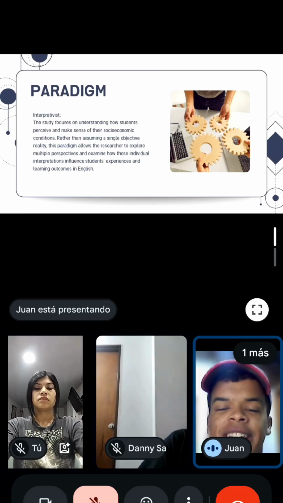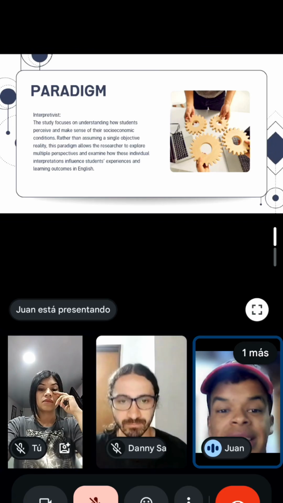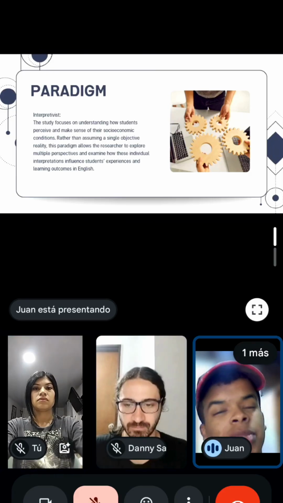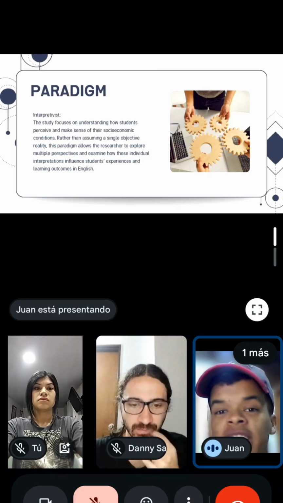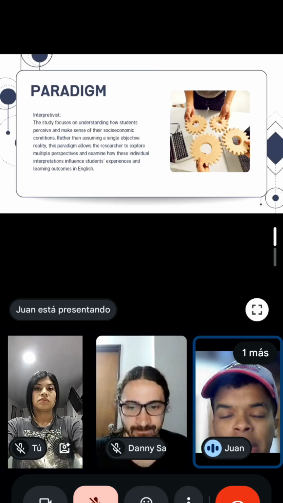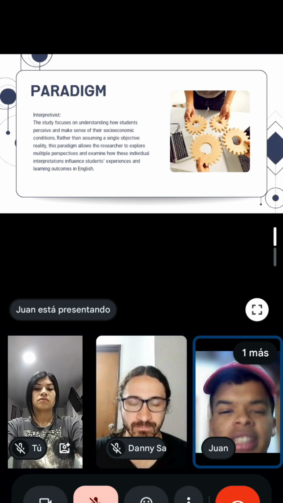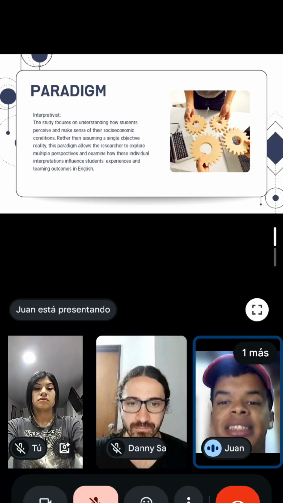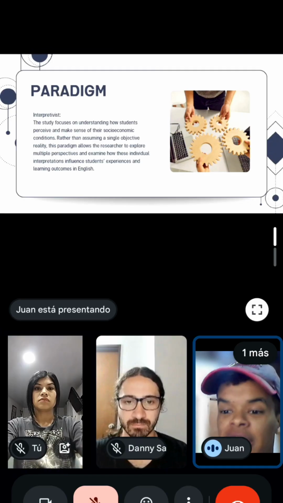We chose an interpretivist paradigm because our study is really about understanding how students see and experience their own realities, instead of assuming that everyone is affected in the same way by socioeconomic conditions. We want to recognize that each student interprets these experiences differently. This approach helps us explore those personal meanings and understand how they shape their learning process in English.